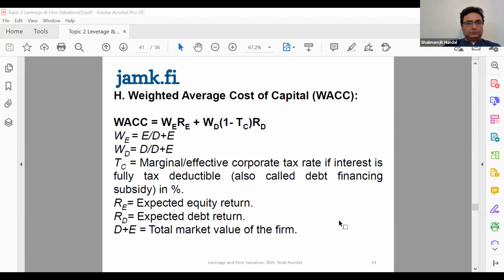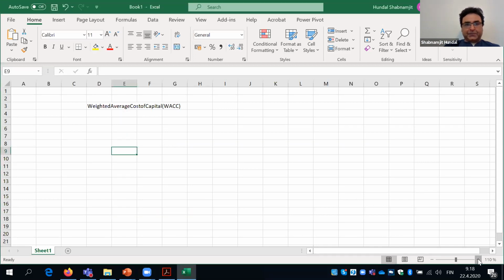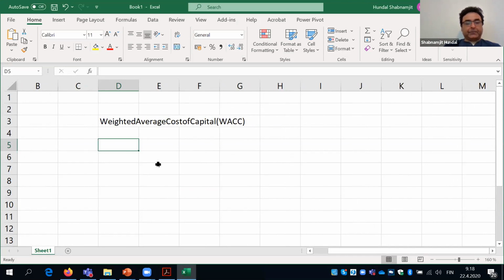Okay, so let me type it. Weighted average cost of capital. Let me share the screen, by the way. No, it's here. I hope you can see the spreadsheet. If not, please let me know, because I want to do the calculations so that you can see it. If you don't see, please let me know.